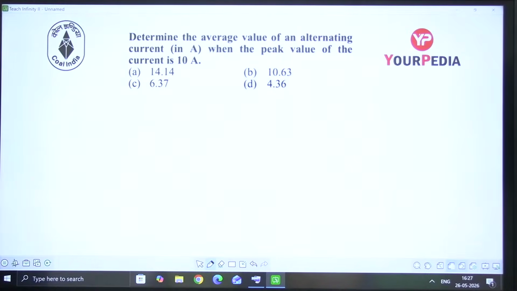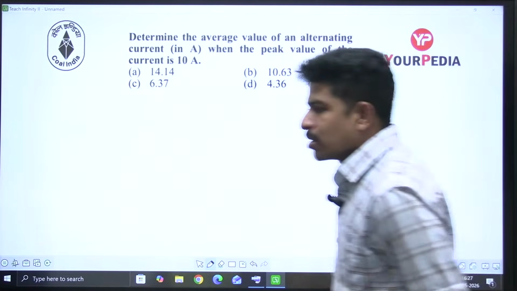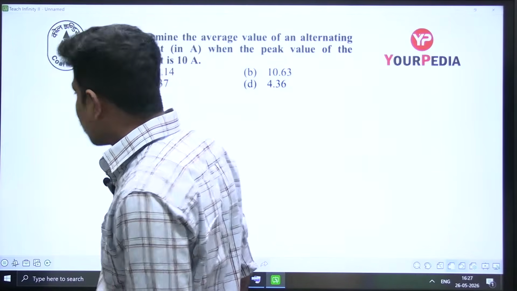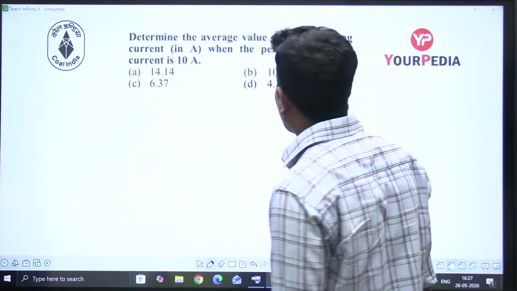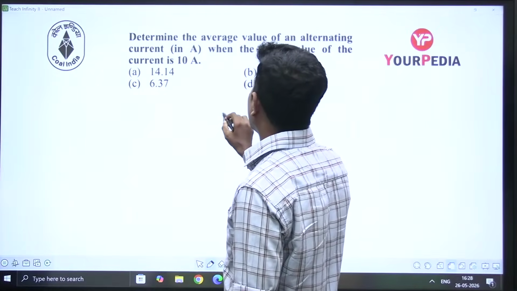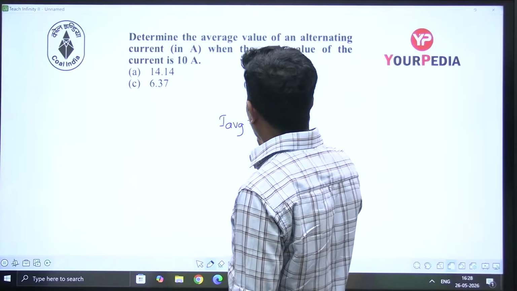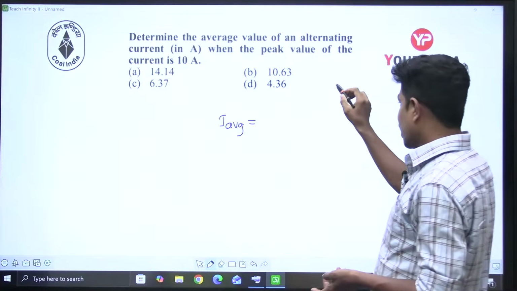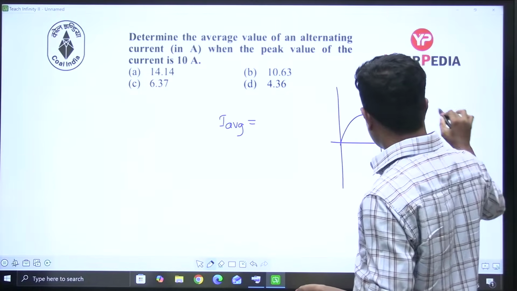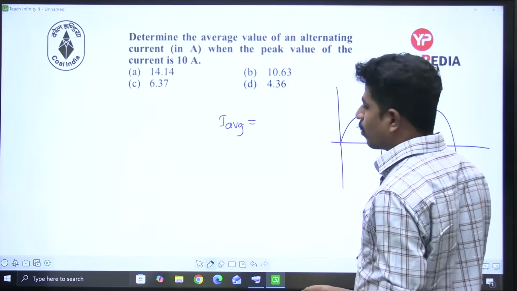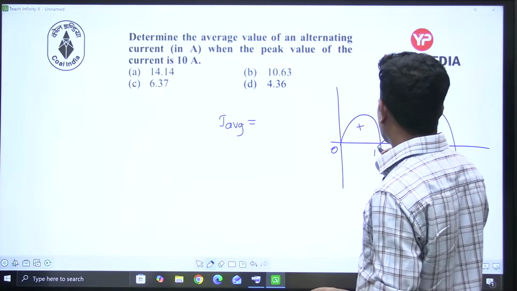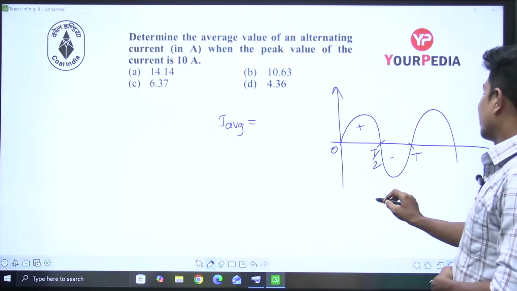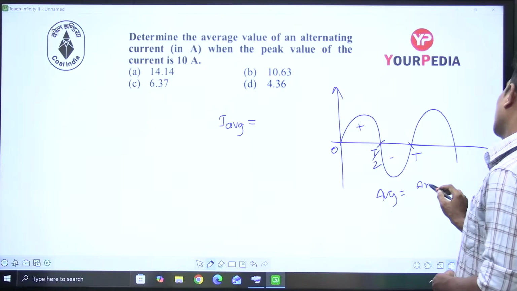Yes, people are saying option C. Jalebi saying C. S21 saying C. Okay, what is it asking? Determine the average value of an alternating current. For a full wave, it is zero actually, but zero is not in the options. If you take any AC quantity, the positive half cycle is exactly equal to the negative half cycle. Average means area by time.